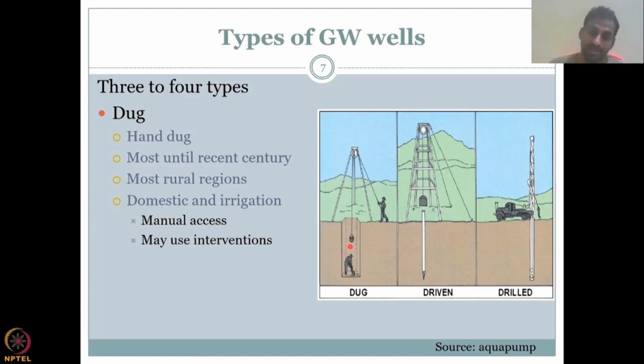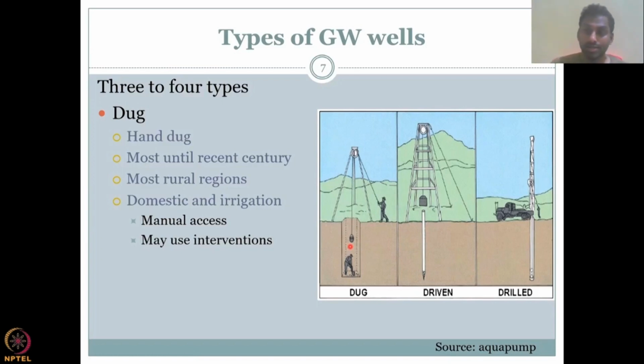Of the type of access for domestic and irrigation wells, mostly it is manual access, and you may use interventions. The interventions could be something like a pump with tandem pipes, so one pump to one pipe and another pipe, and other interventions are also available.